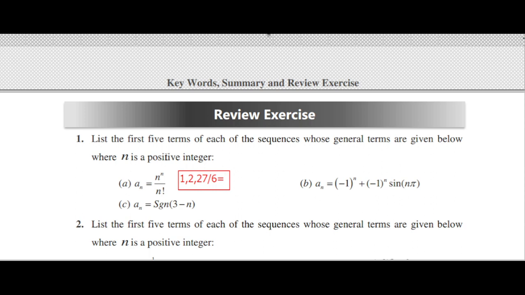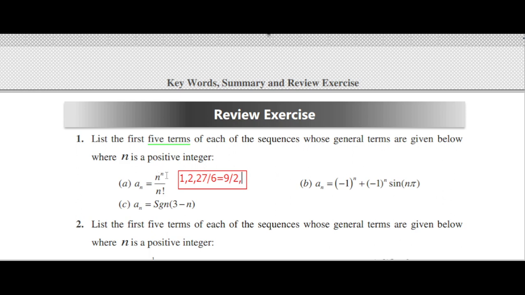I want to list 5 terms here. So let's simplify this. 3 to the power of 3 is 27, and 3 factorial is 6. Now let's simplify by 3. 27 divided by 3 is 9, 6 divided by 3 is 2. So 9 over 2.